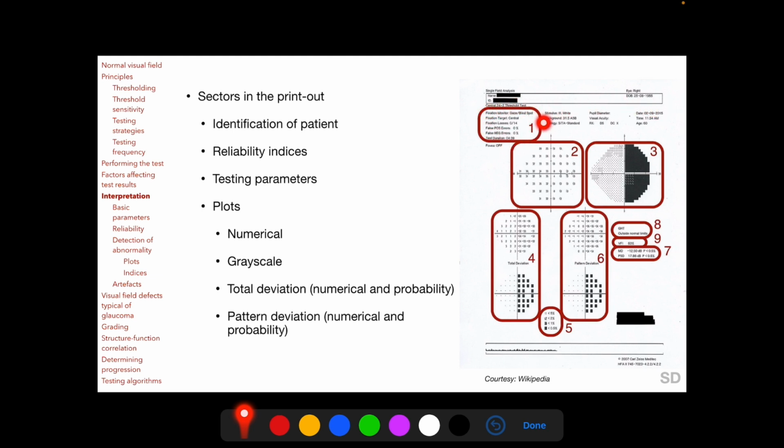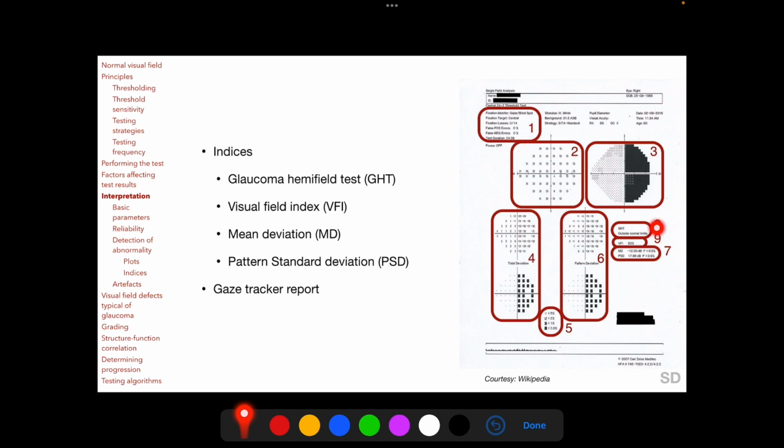In this area the testing conditions are mentioned, and these four areas show the plots: the numerical, the grayscale, the two total deviation plots, and the two pattern deviation plots. And we have the indices in this sector: the glaucoma hemifield test, the visual field index, and the mean and the pattern standard deviations. At the very bottom of the printout we get the gaze tracker report.